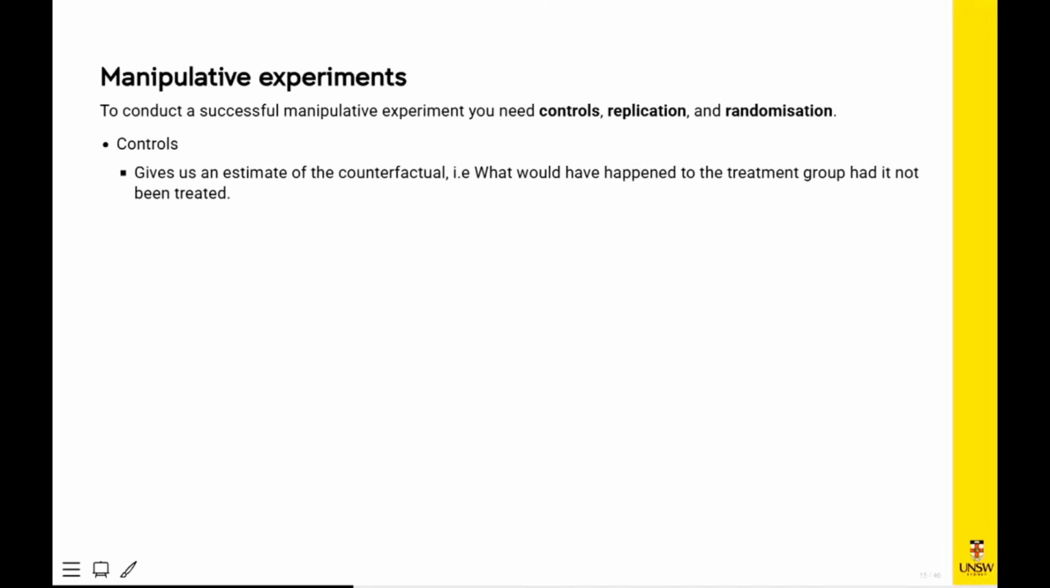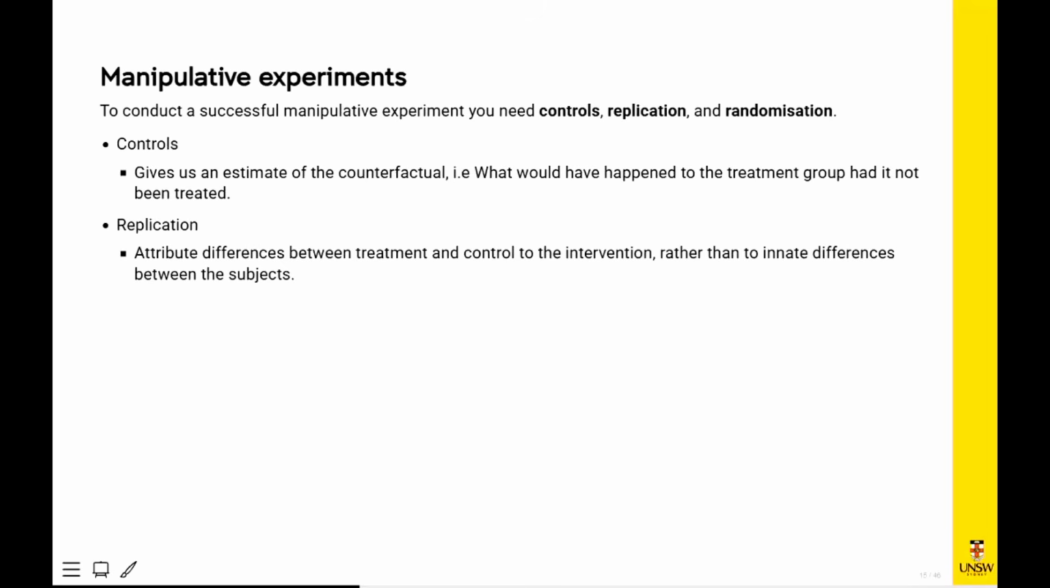Controls are sort of the group that will give us an estimate of the counterfactual. So what would have happened if the people in the treatment group had not been treated? That's sort of what we're trying to get at with our controls.